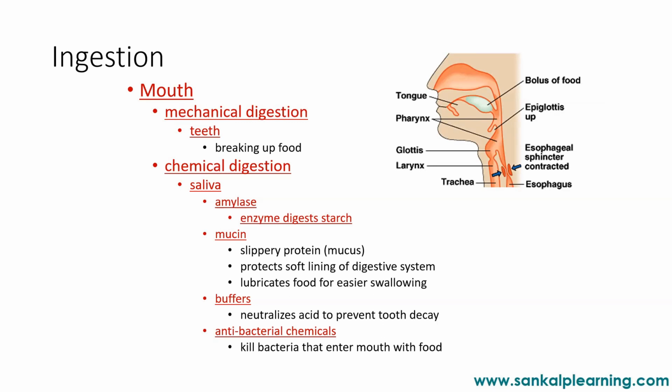Next, we have mucin. Mucin is nothing but a mucus-like substance. A slippery protein that protects the soft lining of the digestive system and lubricates food for easier swallowing. Whenever you swallow food, you will not feel it tough; it moves easily. That is due to the mucus, which provides a smooth surface for the entire buccal cavity and the food pipe.